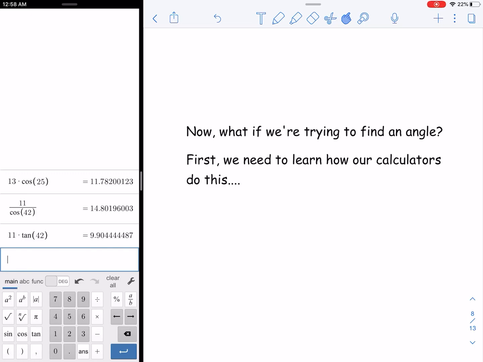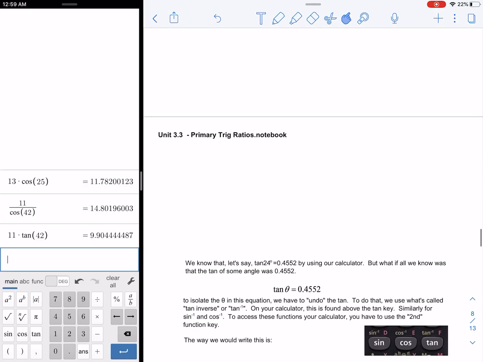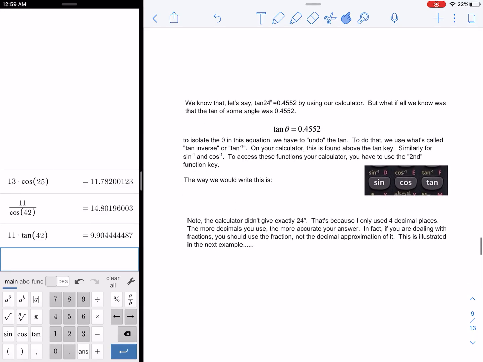Okay, welcome to part 3 of Unit 3.3, Introduction to Trigonometry. So now what if we're trying to figure out what an angle is? We know a couple of sides of the triangle, but we don't know what the angles are inside the triangle. So this time, like before, we first have to learn how to use our calculators to do this.